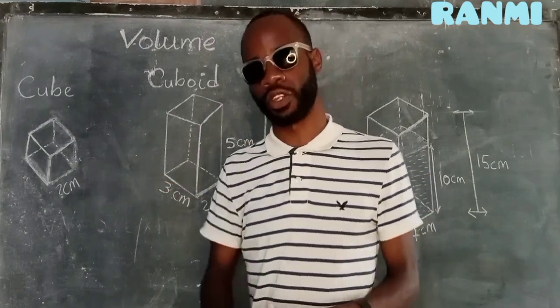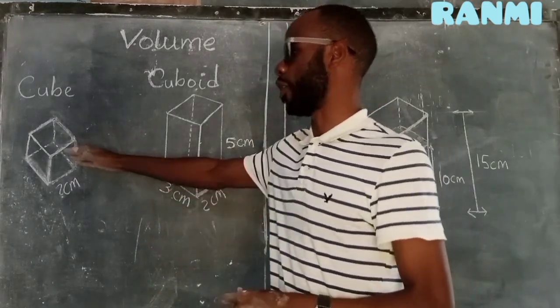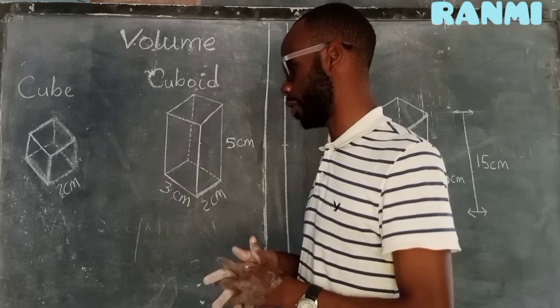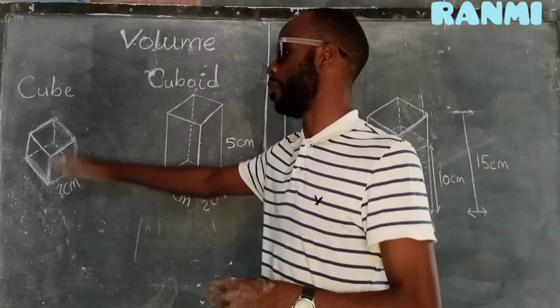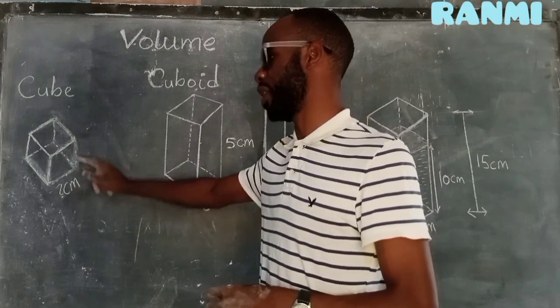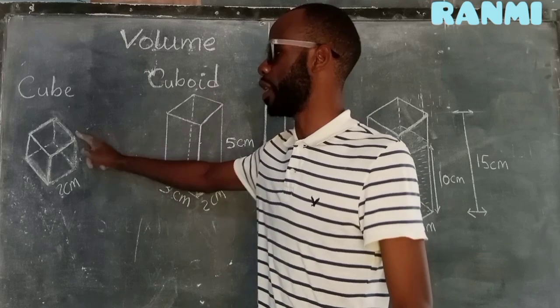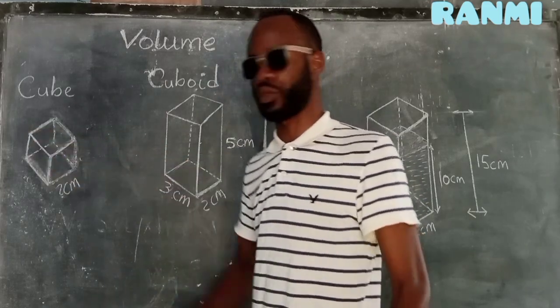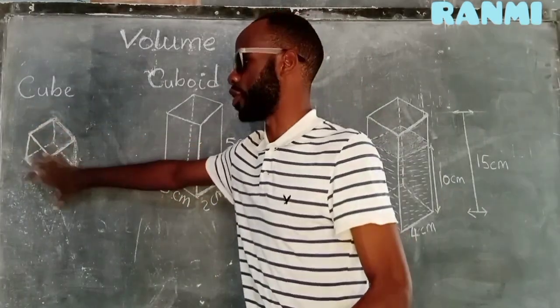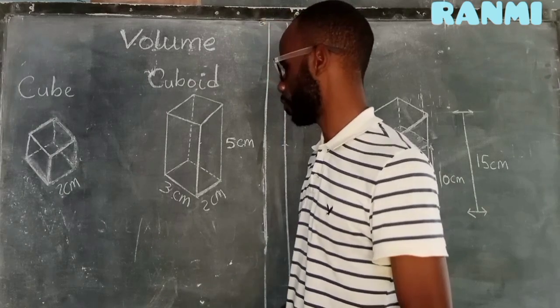Let's find volume. We have a cube and a cuboid. A cube has all the measures equal. If this is 2 centimeters, it means that this will be 2 centimeters, and this will be 2 centimeters, and this will be 2 centimeters. All the measures are equal.